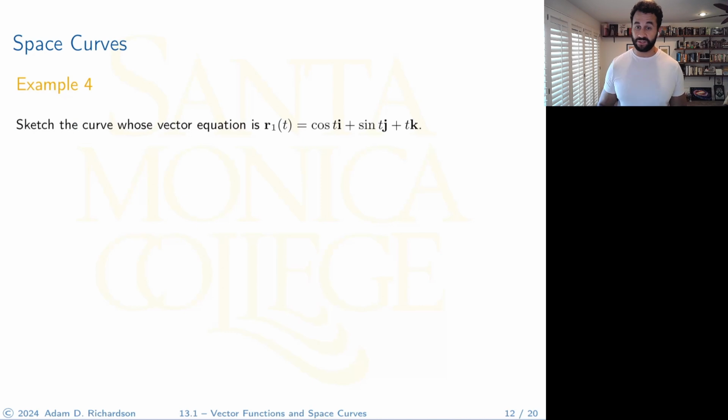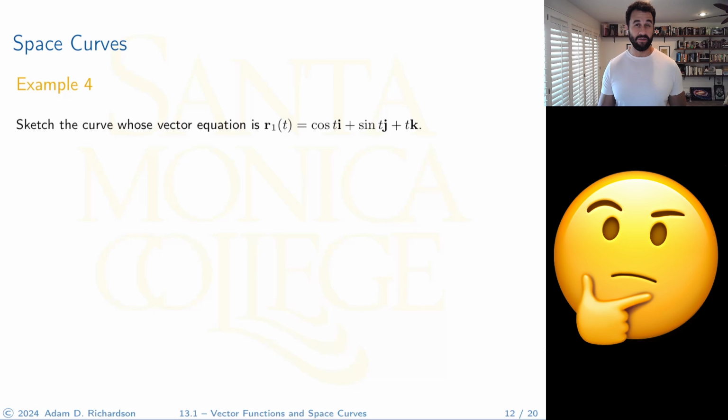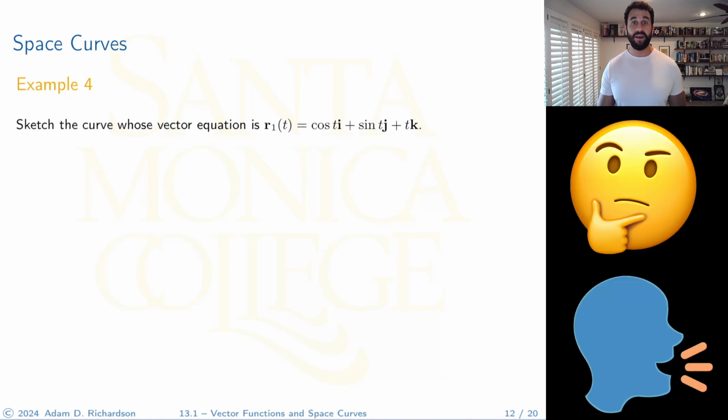This is one that I want you to try to figure out as well. See if you can sketch it. Keep in mind, this is a curve in three-dimensional space, so you're going to have to try to draw a picture that's 3D. See if you can sketch the curve whose vector equation is given by this, and then we'll do it together in a minute. What do you think it's going to look like? Now say out loud, what do you think it's going to look like? What could it be? Just try to give it some descriptive words.